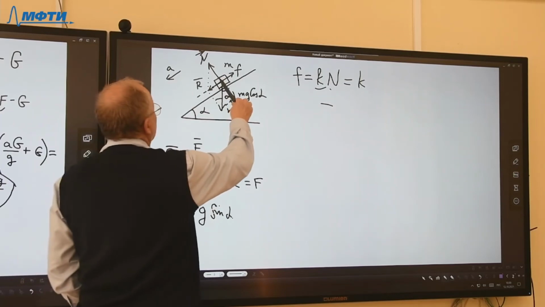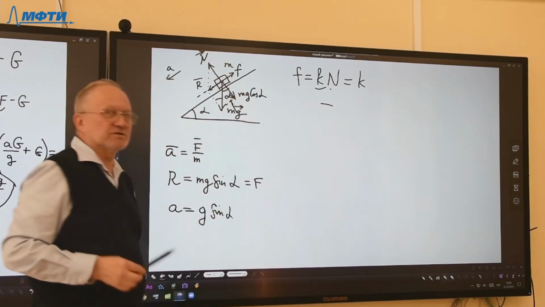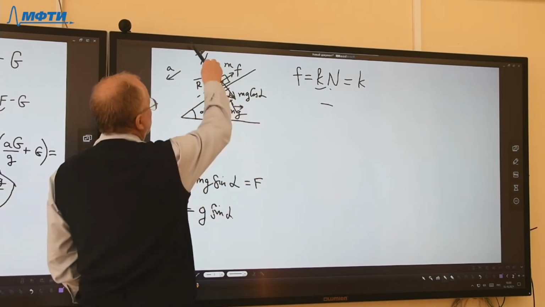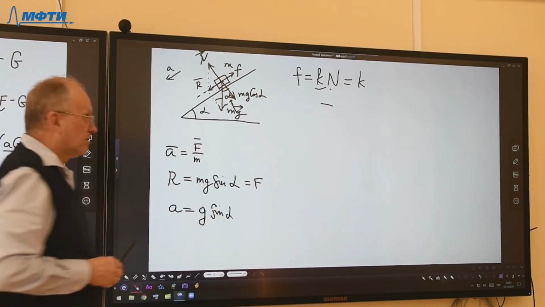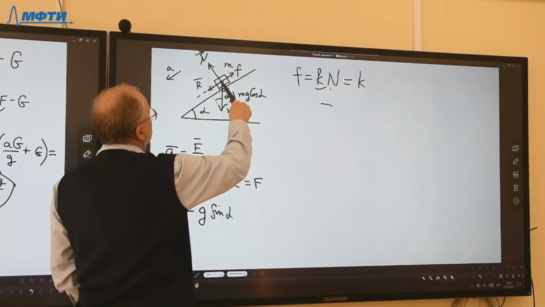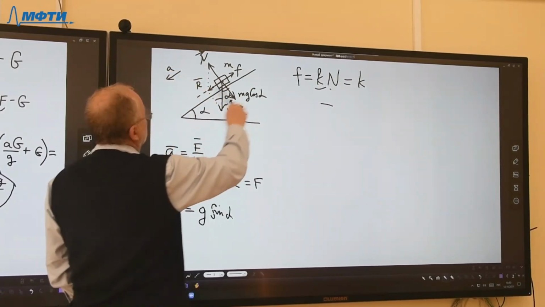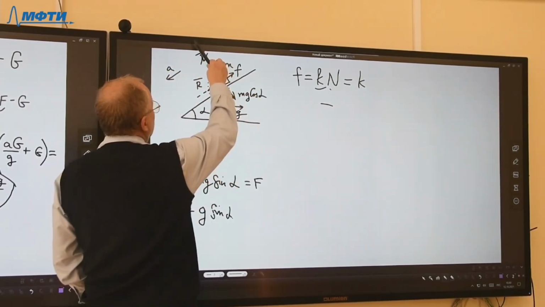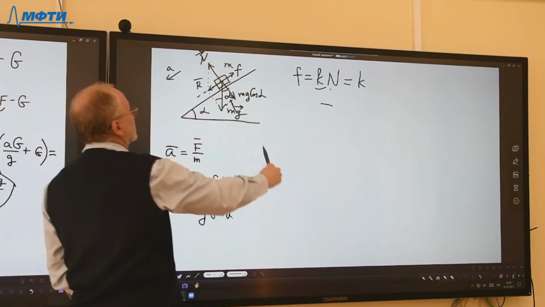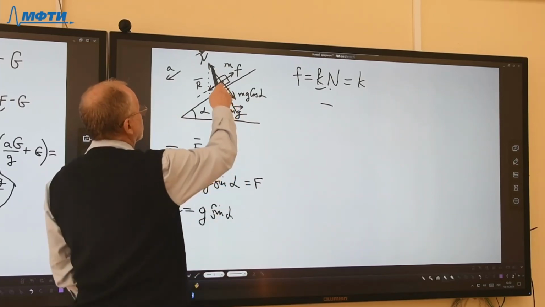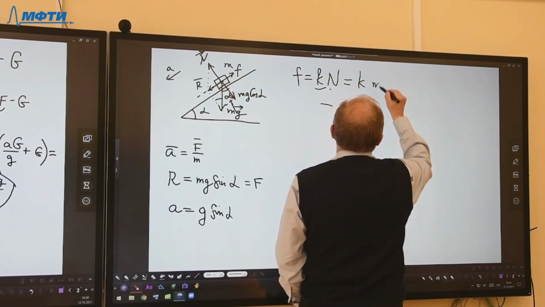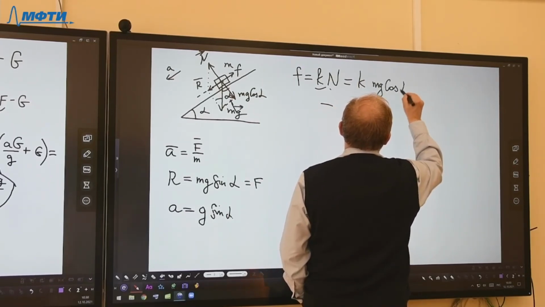Because the body does not move in this direction. The body moves only along the surface. It does not move in the perpendicular direction. It cannot break the surface and go through it, and this block cannot jump from the surface. So it moves only along the surface, and therefore the motion of the body in the perpendicular direction always has zero velocity and zero acceleration. And therefore this force equals this force.